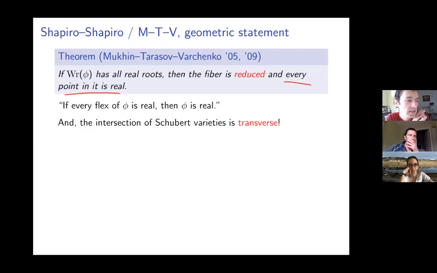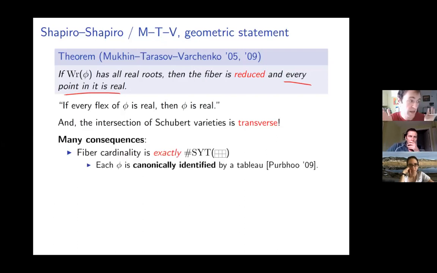And so the first big consequence is that the cardinality of the fiber is exactly the number of standard Young tableau. There's never any multiplicity. And this is also super weird, completely unheard of in algebraic geometry, because we would normally expect that most choices of Wronskian would give us a reduced fiber, but that there would be some where you have to count with multiplicity. Instead, that just never happens in this problem.